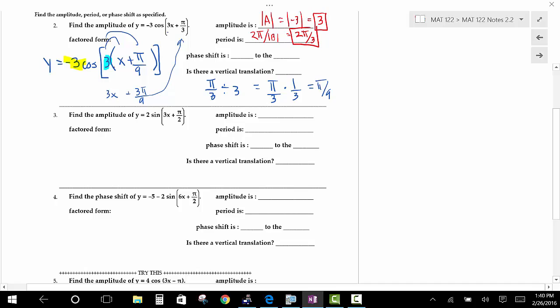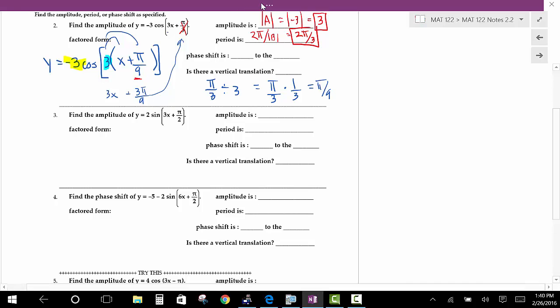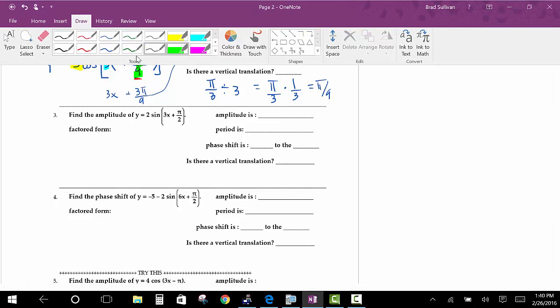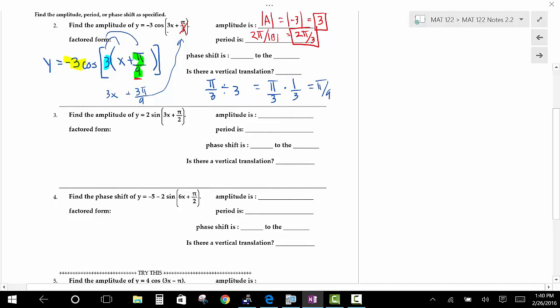Okay, the phase shift is not pi over 3. A lot of times students think that. The phase shift is this. Okay, the phase shift, remember, you need to have that in a factored form. And if it's in a factored form, then your phase shift is going to be that value like this. So we'd say we have a phase shift of pi over 9. Since there's a plus sign in there, that plus sign tells you that you're going to the left.